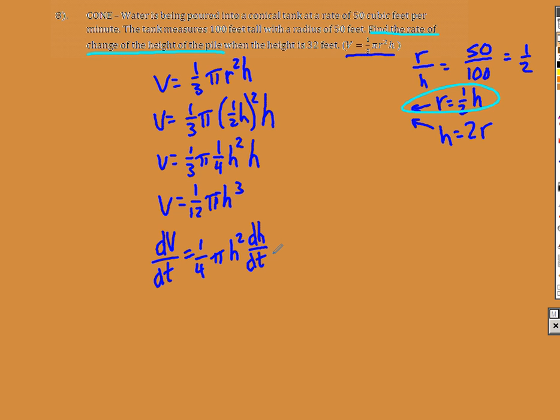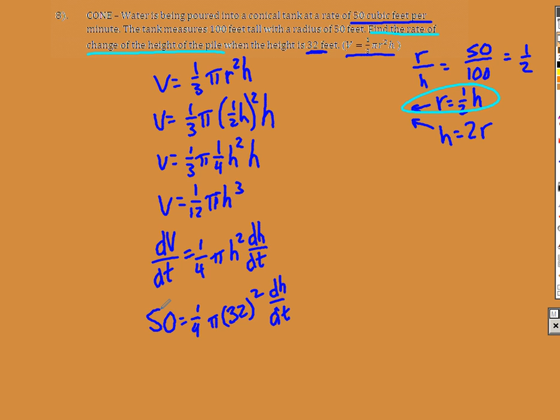Same thing now, plug in what I know. Well, if you want to know when the height is 32 feet, now I can plug in my 32 for the height. They want to know the rate of change of the height, so dh dt is going to stay as it is. That's what we're trying to find. Pi, 1/4. What is the volume? How's the volume changing? Well, here it is. It's being poured in at 50 cubic feet per minute. So dv dt is what my 50 is.